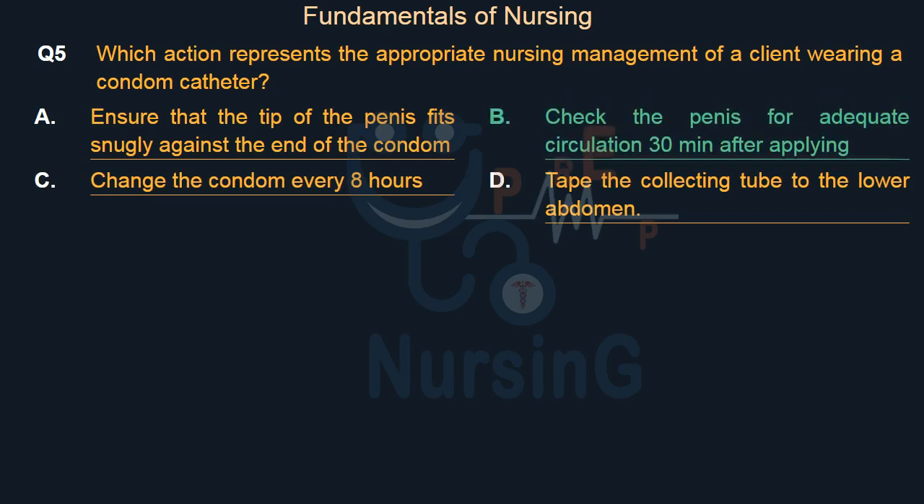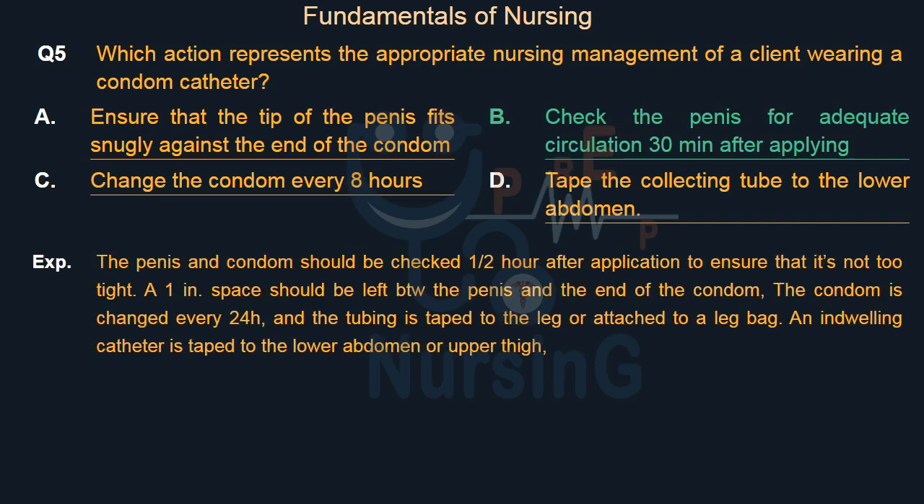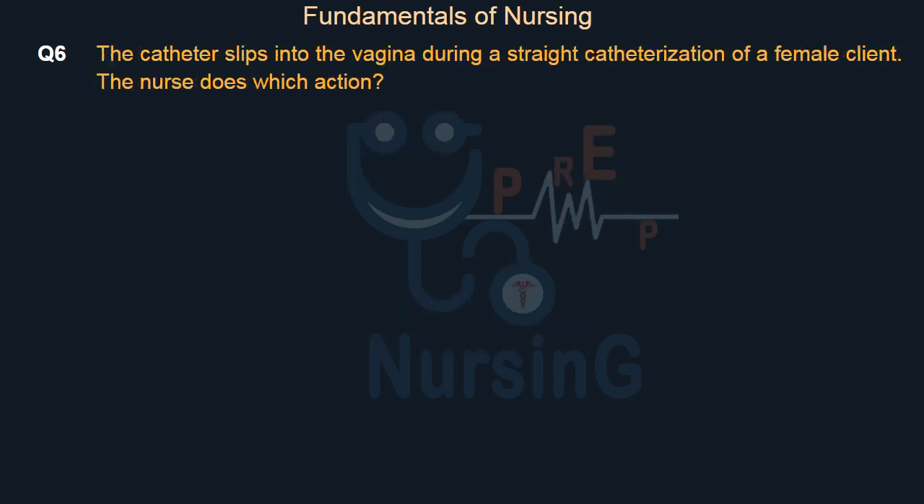Check the penis for adequate circulation 30 minutes after applying. The penis and condom should be checked half hour after application to ensure that it's not too tight. A 1-inch space should be left between the penis and the end of the condom, Option 1. The condom is changed every 24 hours, Option 3, and the tubing is taped to the leg or attached to a leg bag. An indwelling catheter is taped to the lower abdomen or upper thigh, Option 4. The catheter slips into the vagina during a straight catheterization of a female client.